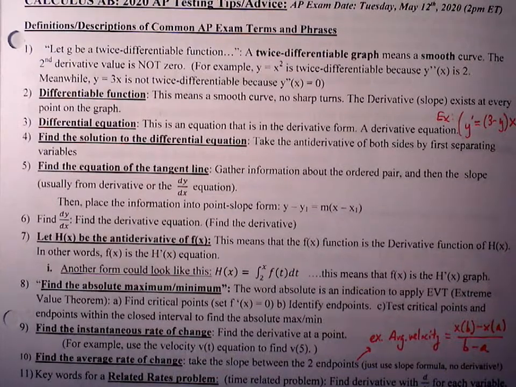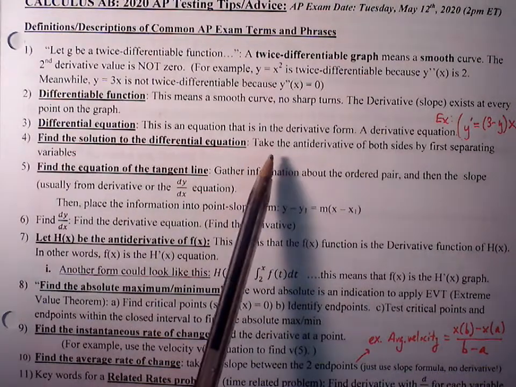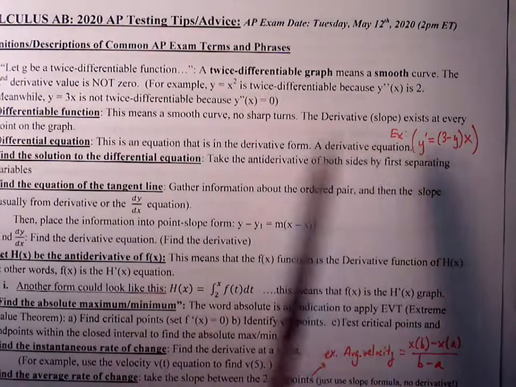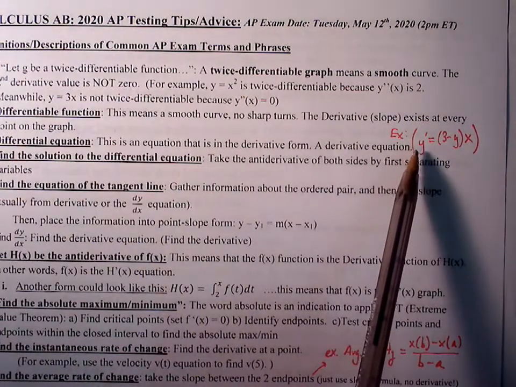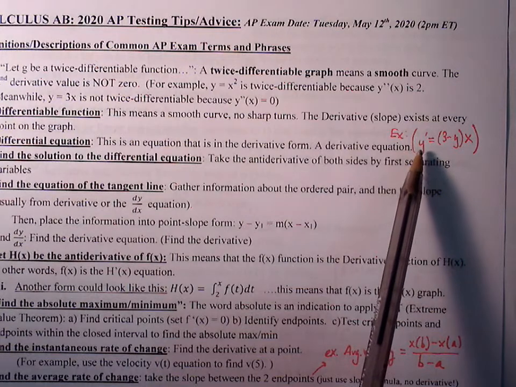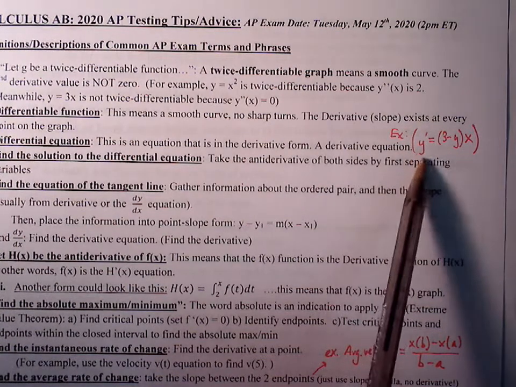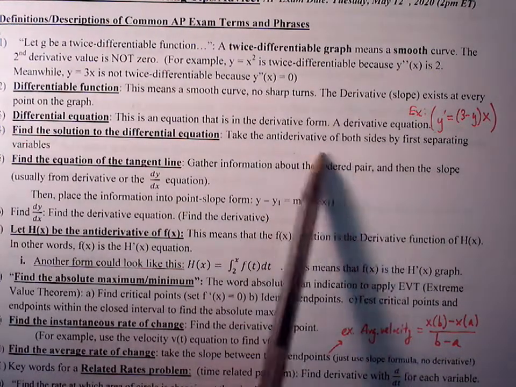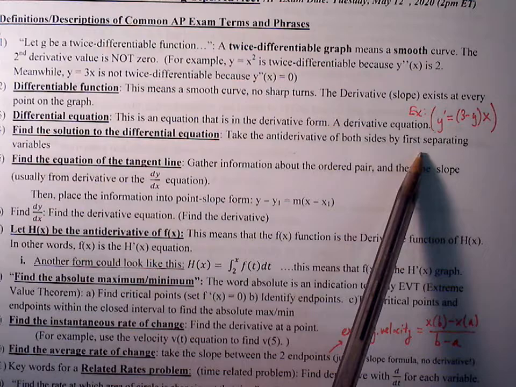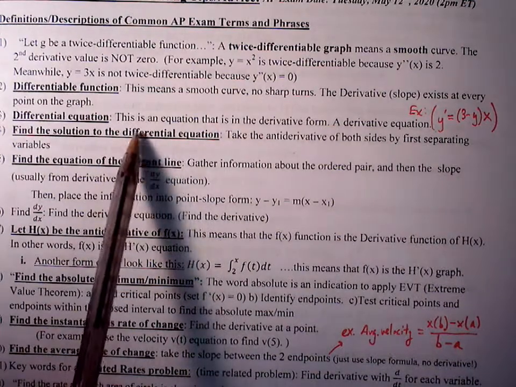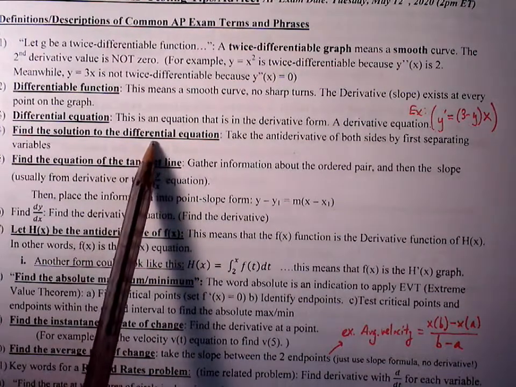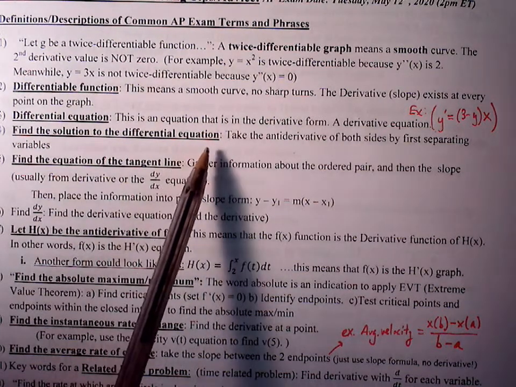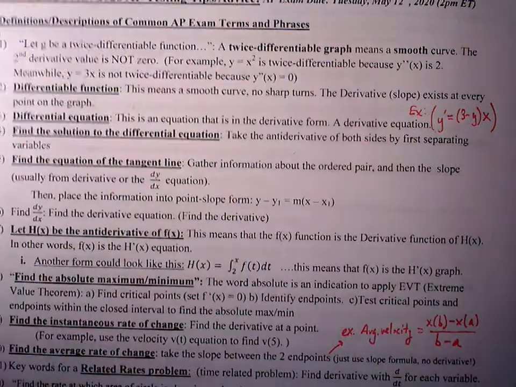All right, find the solution to a differential equation. That just means that we have something in derivative form, and we want to eventually work our way up to solving for that variable y to get rid of the derivative form. So what we're going to do is take the antiderivative of both sides. Sometimes that requires us to first separate the variables. We've been practicing a lot of problems recently with solving differential equations, so hopefully we can be comfortable with that.